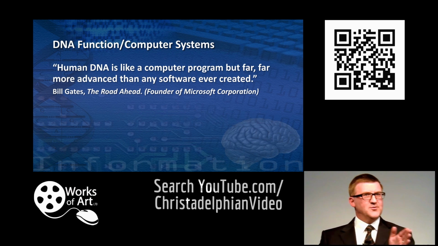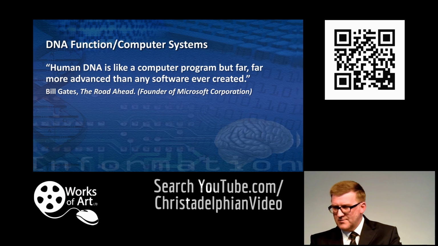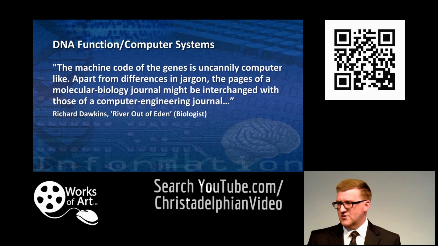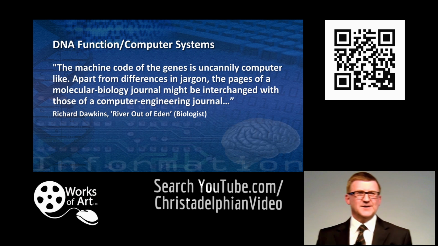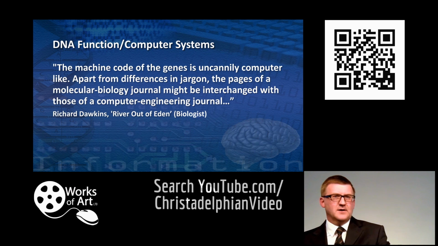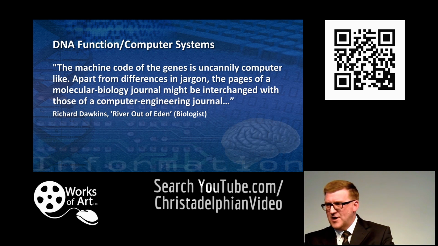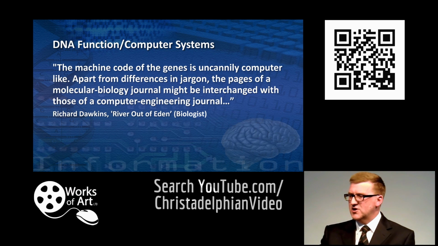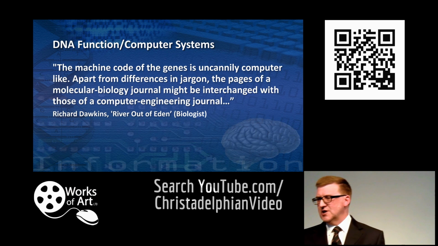There's the analogy there: the computer program and the DNA are very similar, but the DNA is more advanced. And Richard Dawkins, we don't often use his quotations in a good sense, but nonetheless he makes an interesting point. He said, "The machine code of the genes is uncannily computer-like. Apart from differences in jargon, the pages of a molecular biology journal might be interchanged with those of a computer engineering journal," because it's the same processes that are going on.